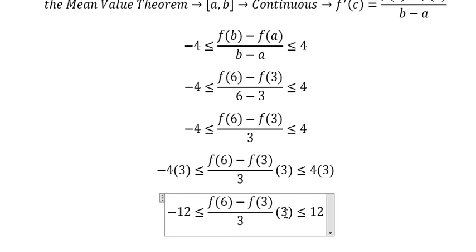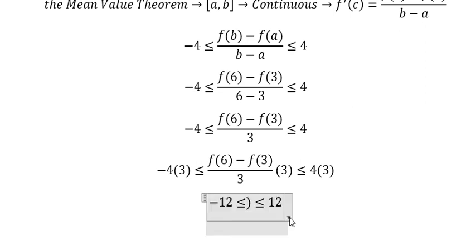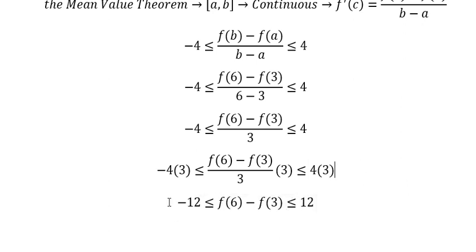We simplify number 3 on the numerator and denominator. So we will have f of 6 minus f of 3. And this is the final answer we need to find in here.